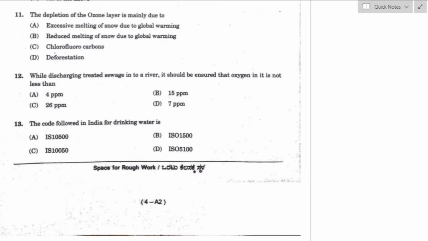Question number 11. The depletion of the ozone layer is mainly due to chlorofluorocarbons. Option C is the right answer. These molecules of chlorofluorocarbons contain chlorine, which reacts with ozone and splits it into oxides and oxygen. So the right answer is option C. Question number 12. While discharging treated sewage into a river, it should be ensured that the dissolved oxygen content is not less than 4 parts per million. So option A is the right answer, 4 parts per million. This minimum dissolved oxygen content in rivers and streams is required for the survival of fishes and aquatic life.